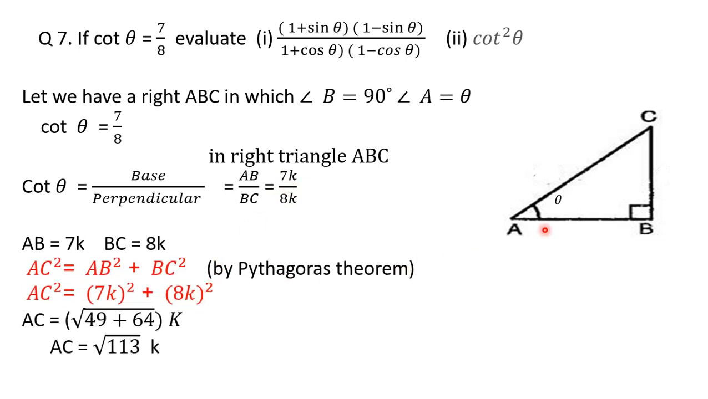Again, by using the Pythagoras theorem, we can write AC square is AB square plus BC square, that is (7k) whole square plus (8k) whole square. 7 square gives 49, and 8 square gives 64. As k square is common, by taking square root on both sides, we get AC equal to square root of 49 plus 64 into k. Addition of 49 and 64 is 113. So the value of AC is under root 113 into k.